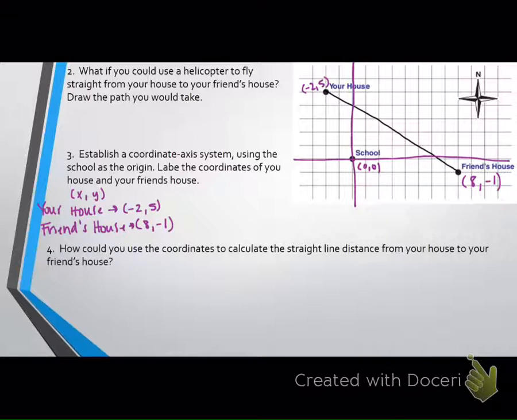All right, so how could you use the coordinates to calculate the straight line distance from your house to your friend's house? What could we do to figure out the straight line distance? Talk to your partner. Discuss it with your partner for a second. What do you think you could do to figure out this distance?